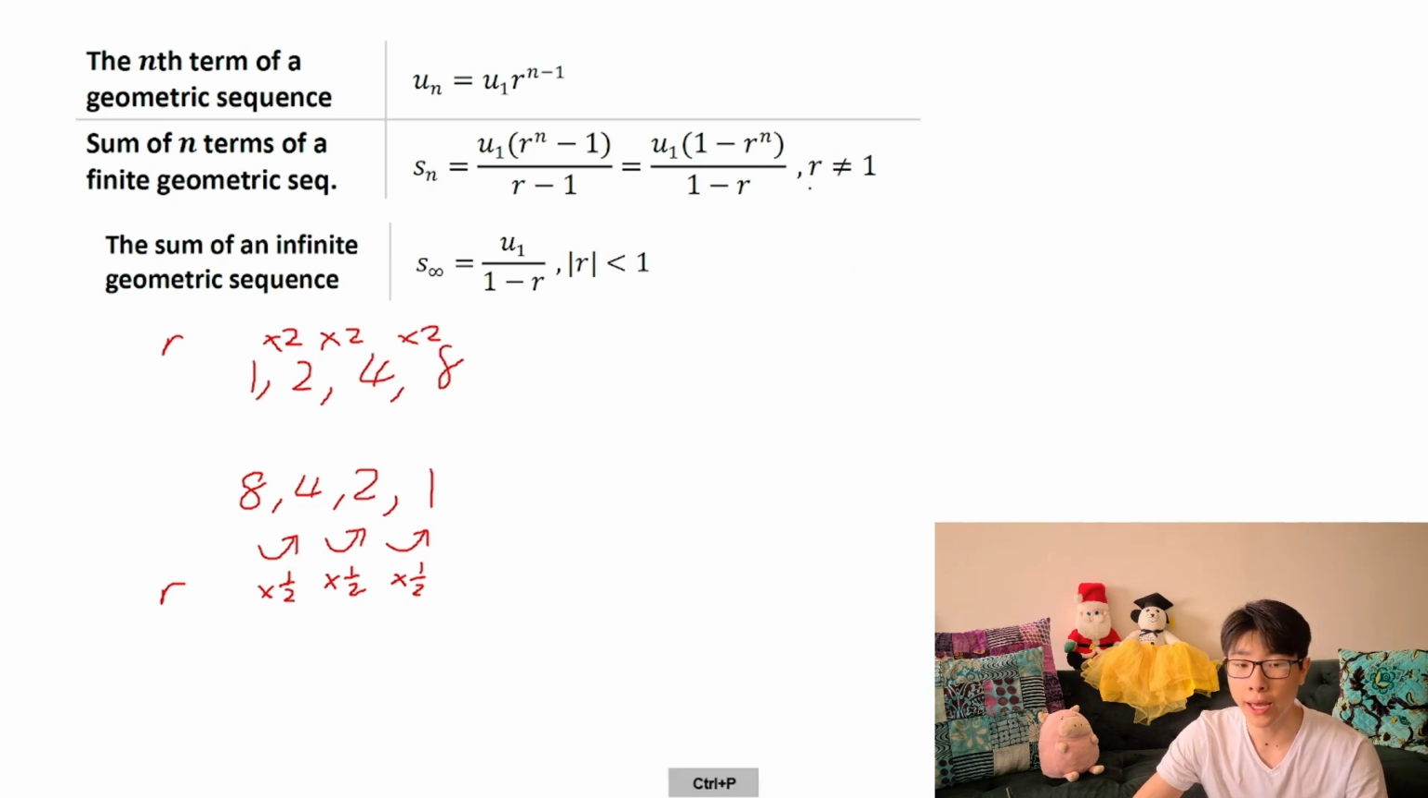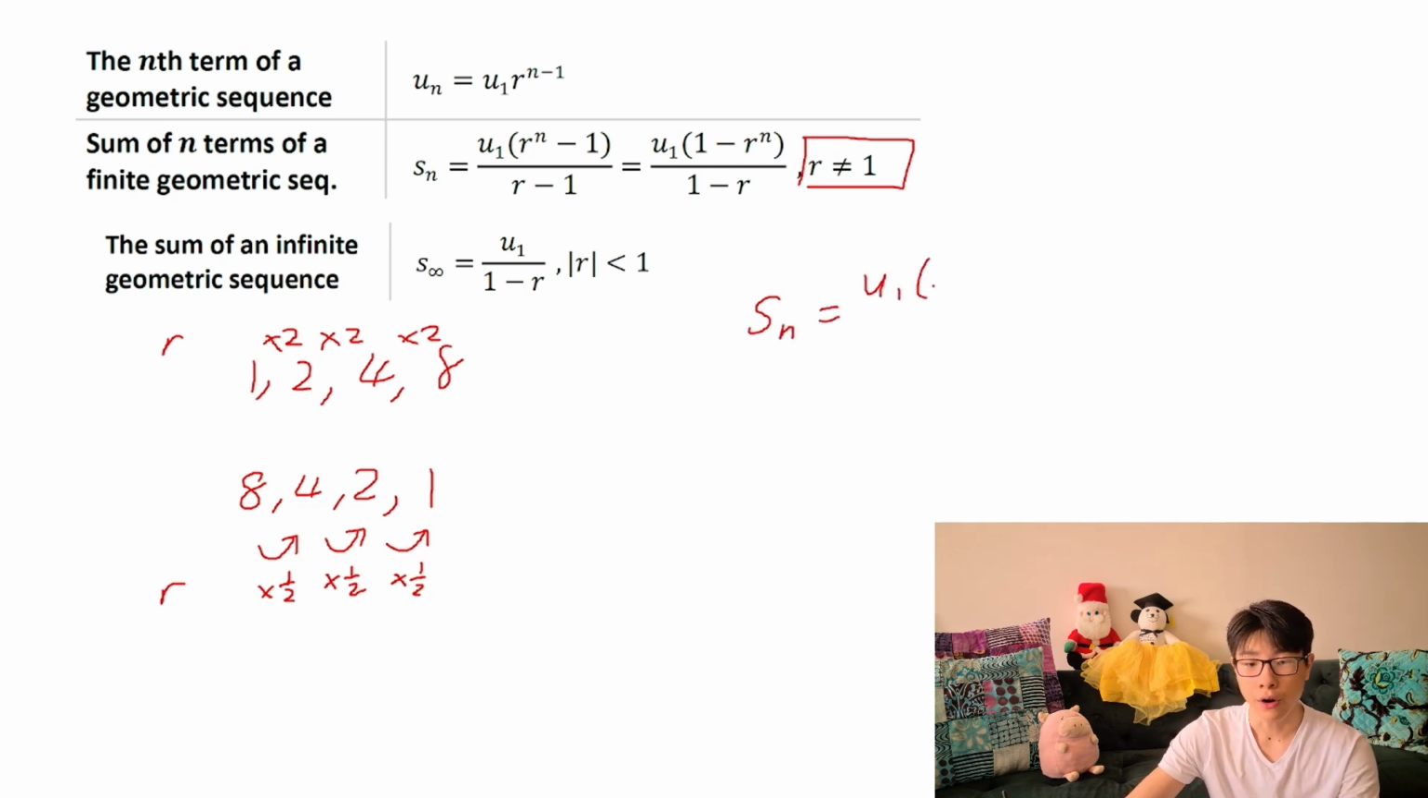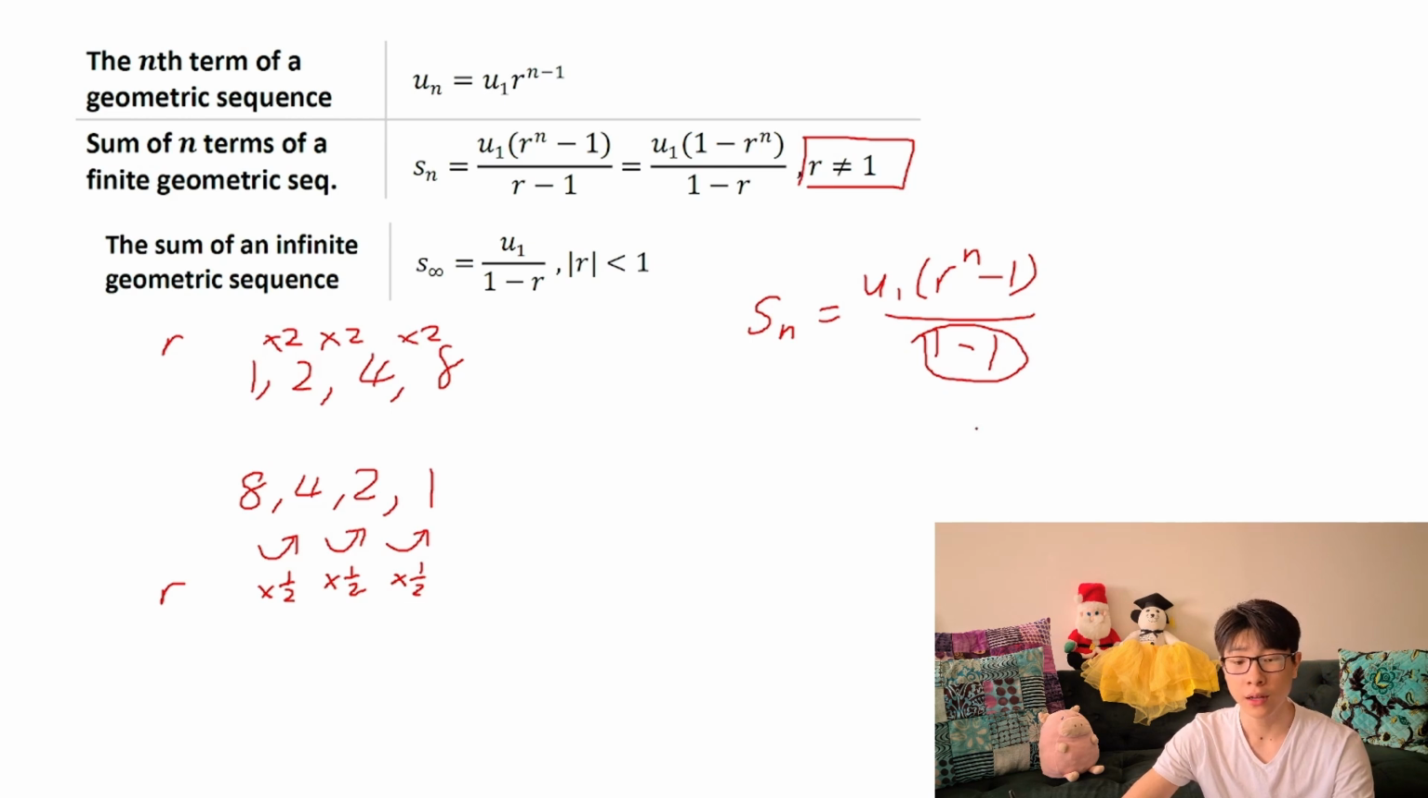Now, the reason why r cannot equal 1 is because if we want to find Sn, let's just say an arbitrary n, of a series, of a number of terms, if r is equal to 1, we'll get 1 minus 1 on the denominator, and that would be dividing by 0, which we aren't able to do mathematically. So that's why r cannot equal 1.